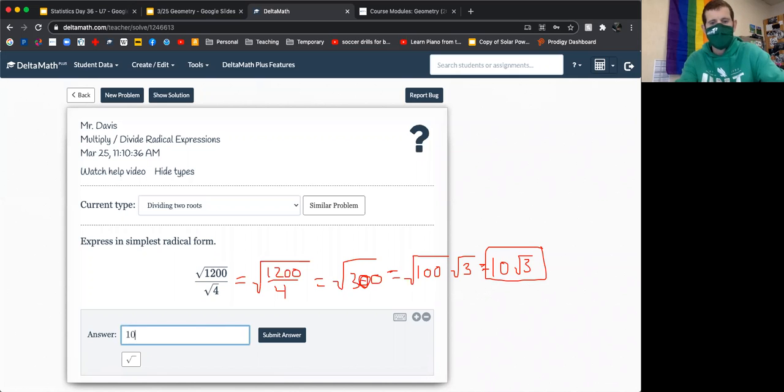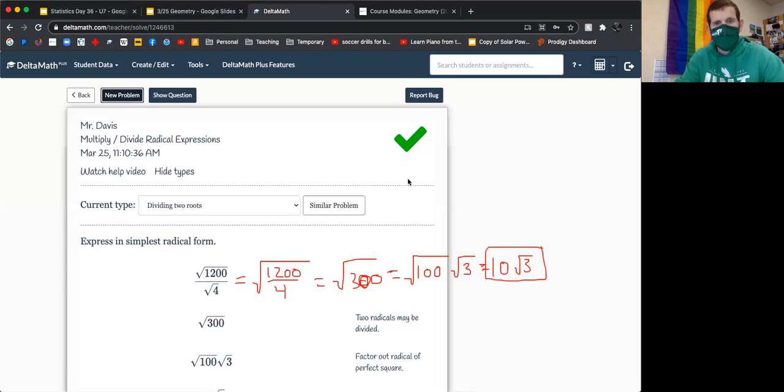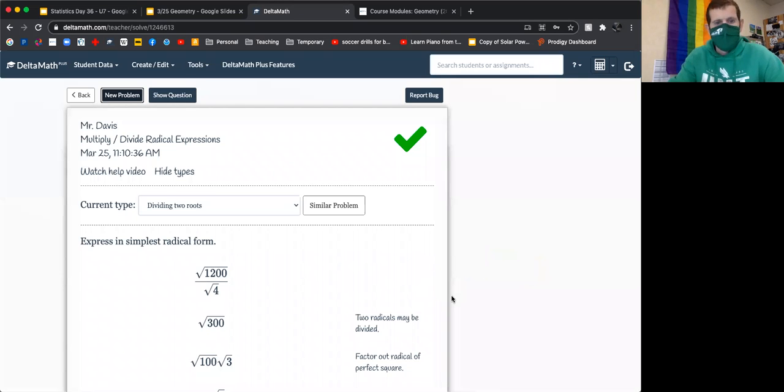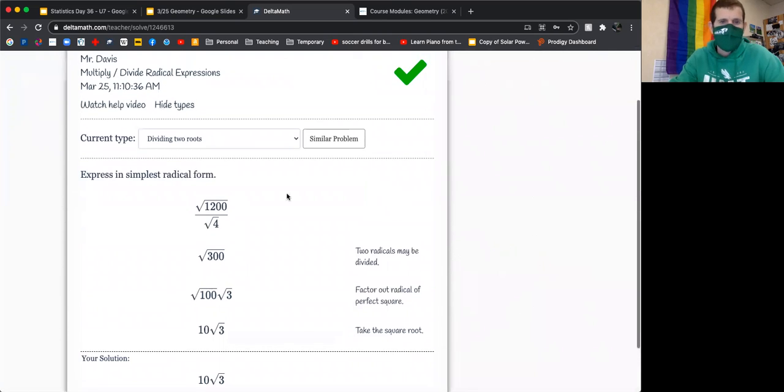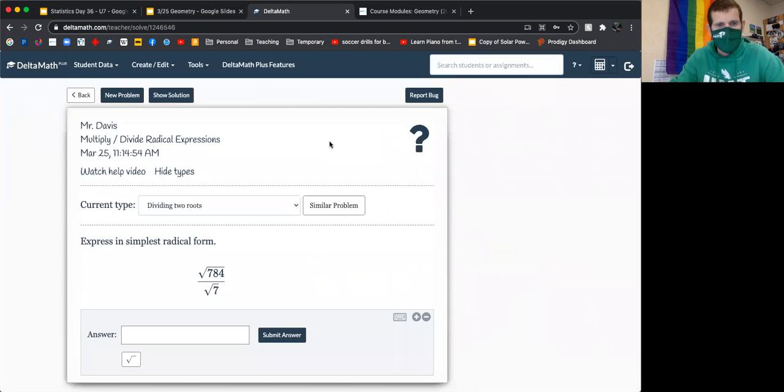Delta Math is really nice in that it will walk you through the steps if you make a mistake. So let's say you plug in the wrong answer. Let's assume this is the right one. Okay, good, we have it right. If I look at the steps right here, you can see what's going on. We just divided, and then we found the biggest perfect square factor and turned that into 10 times the square root of 3, and we got it. Okay, all good. So let's go through another one of these, and maybe this one won't be as straightforward.